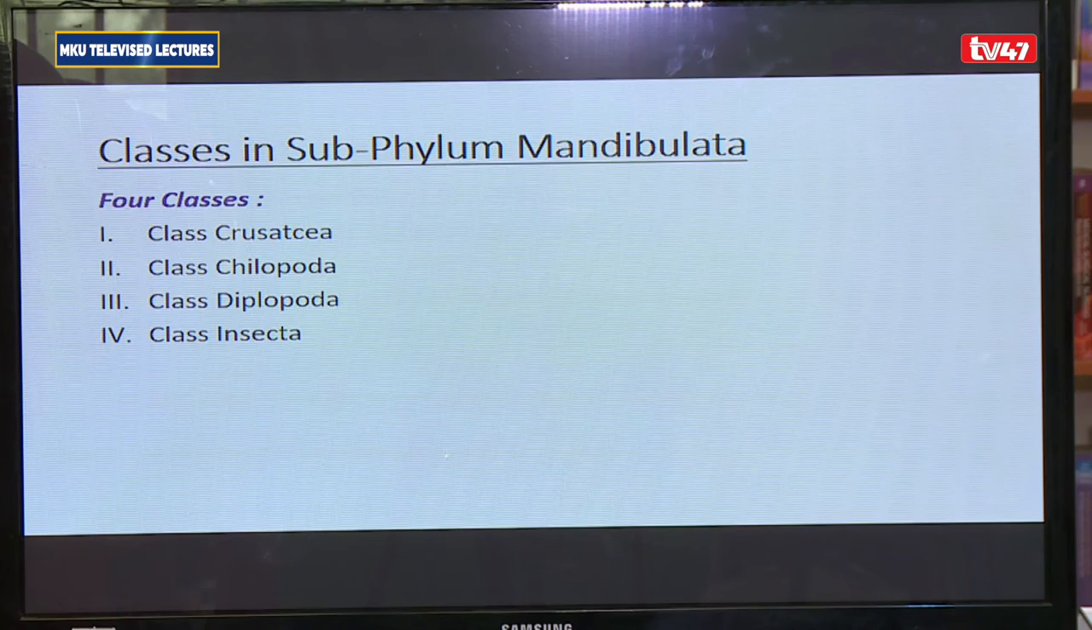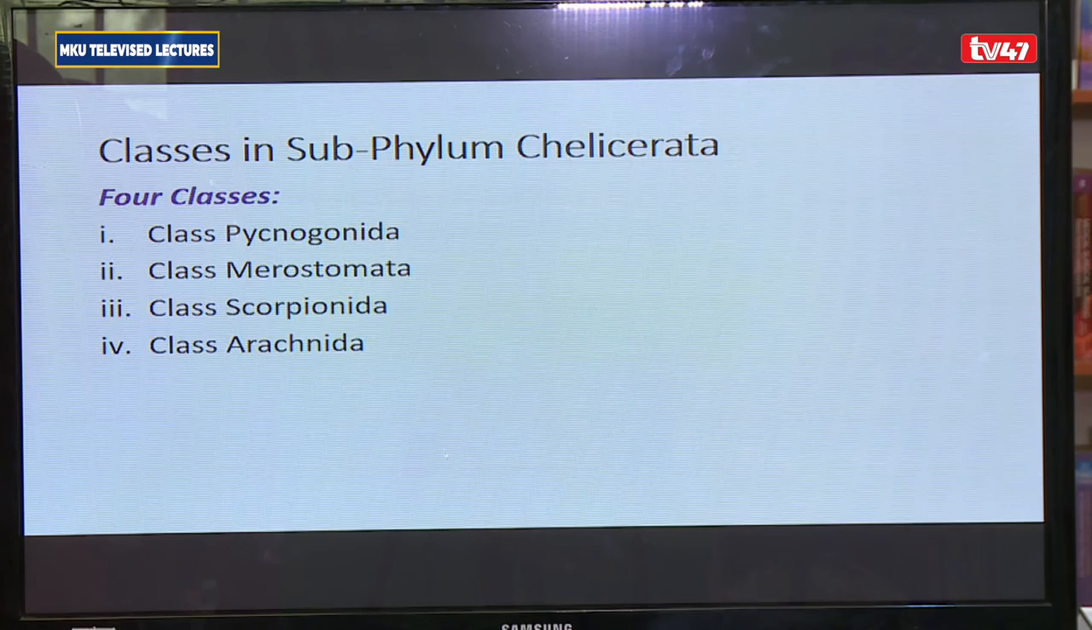Then we have the subphylum Chelicerata. It has four classes. You have the class Pycnogonida, comprising primitive marine chelicerans. We have the class Merostomata, again primitive chelicerans with a broad cephalothorax. We have the class Scorpionida, basically comprising the scorpions.